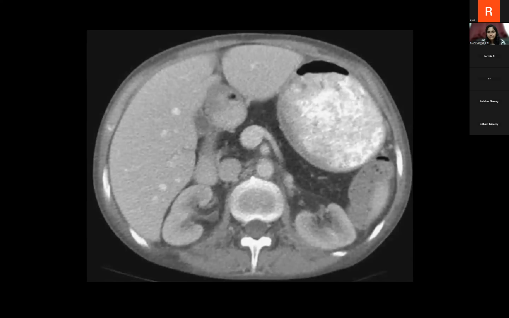Next quarter. Time starts. Time is up. Okay, many of you have answered. Sahitya has answered first. Yes, this is pancreatic lipomatosis or fatty infiltration of the pancreas.